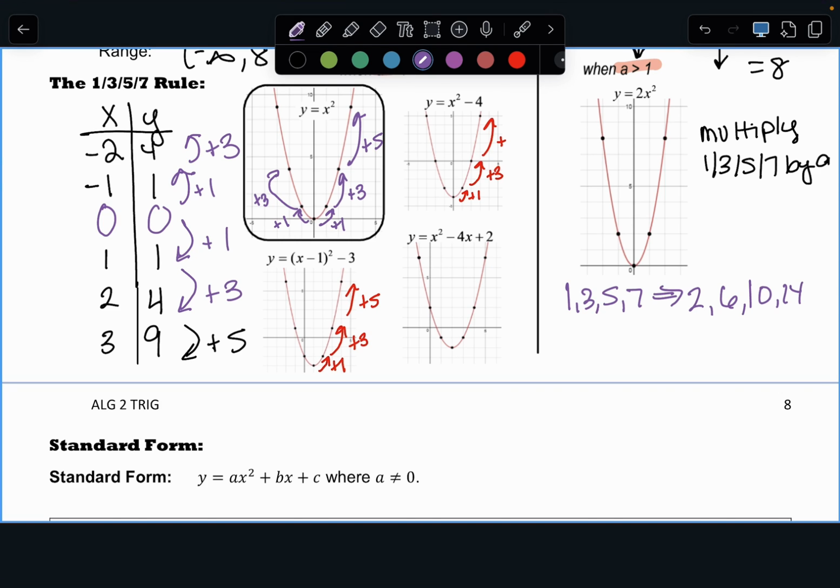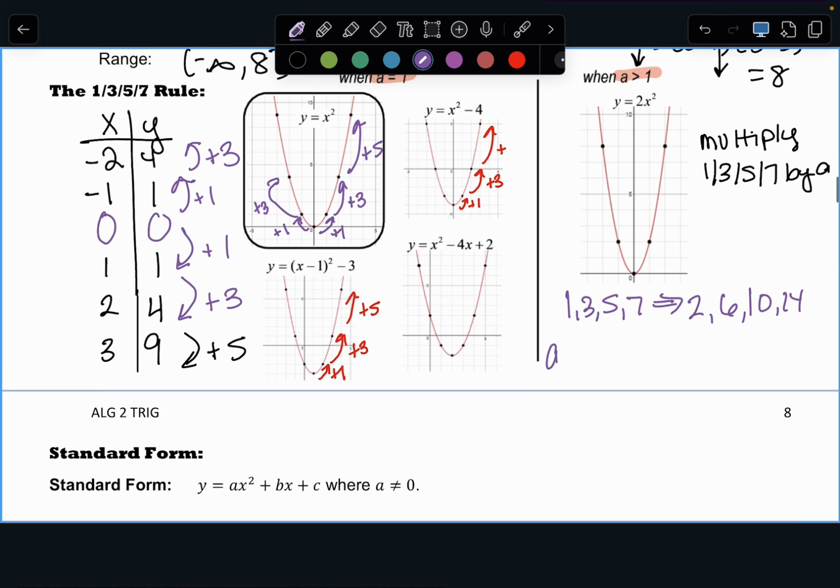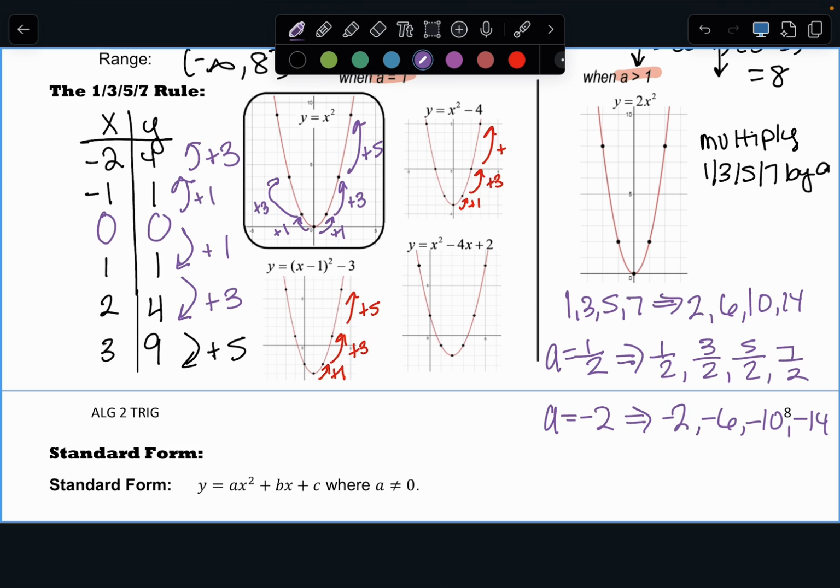So it works for 2. It works for fractions too. If A was 1/2, it would be 1/2, 3 halves, 5 halves, 7 halves, which gets really gross, but you can still do it. And it works for negatives. Instead of adding these numbers, we would subtract them. So if A is like -2, we would subtract 2, subtract 6, subtract 10, subtract 14.